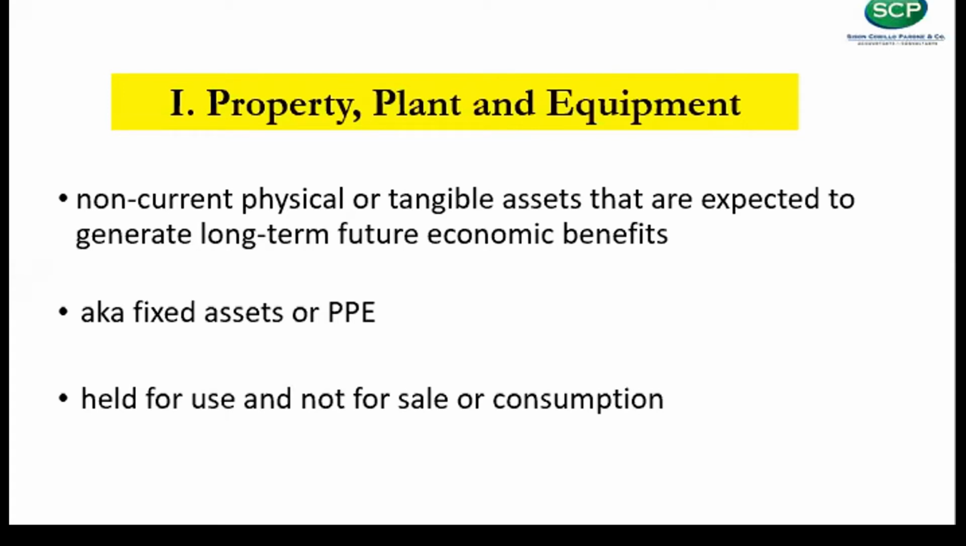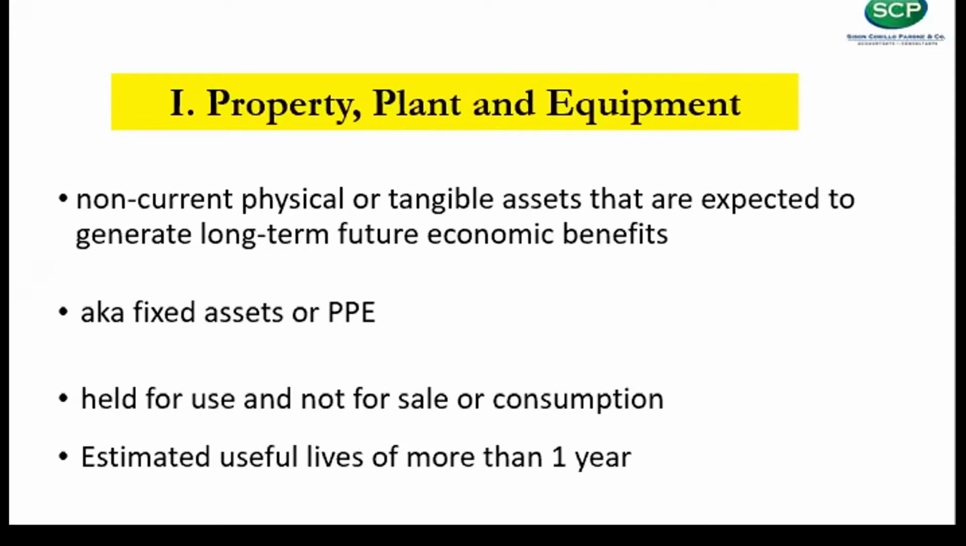Fixed assets also have estimated useful lives of more than 1 year since they are expected to be used during more than one period. So if an asset has an estimated life of less than 1 year, you cannot classify it as a fixed asset, even if its use is similar to a fixed asset.